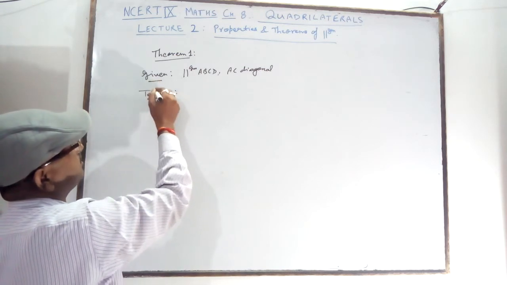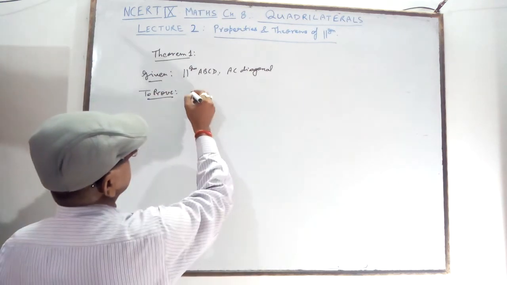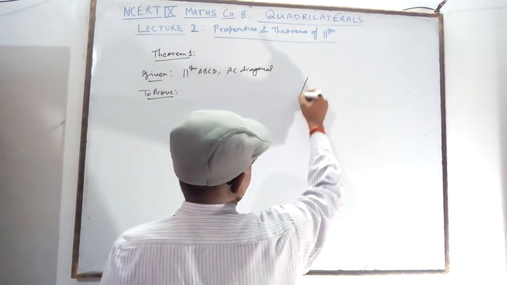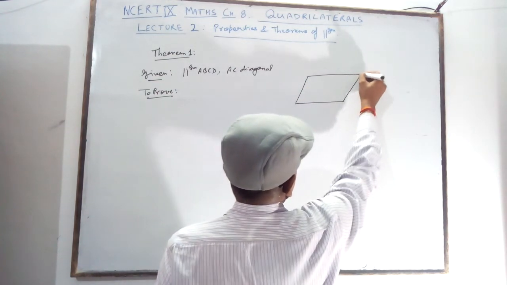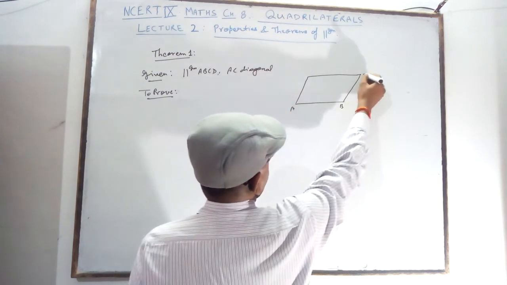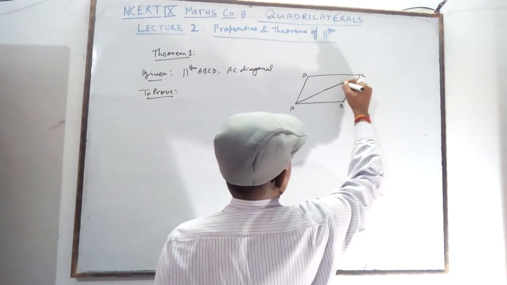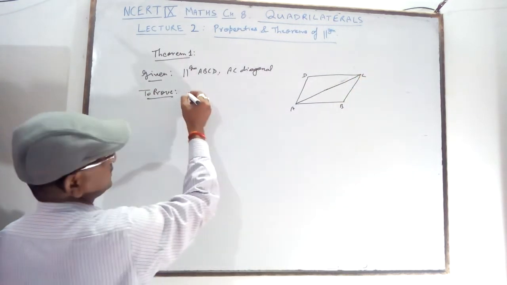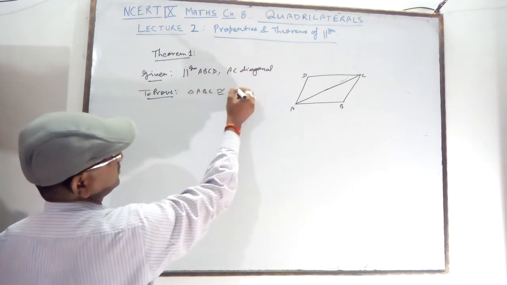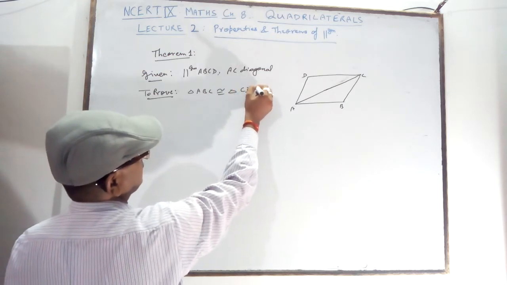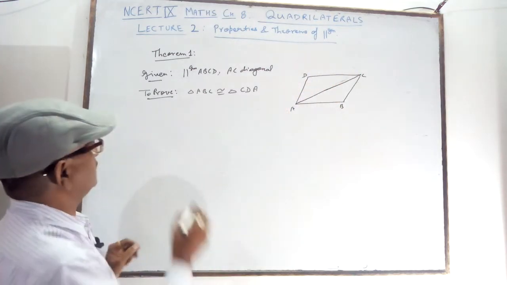To prove. Next, you will write down this heading. Headings are very important. You will get the marks for this. To prove, first you draw the figure. It is a parallelogram. ABCD is a parallelogram. AC is a diagonal. It is given. To prove: triangle ABC is congruent to triangle CDA.